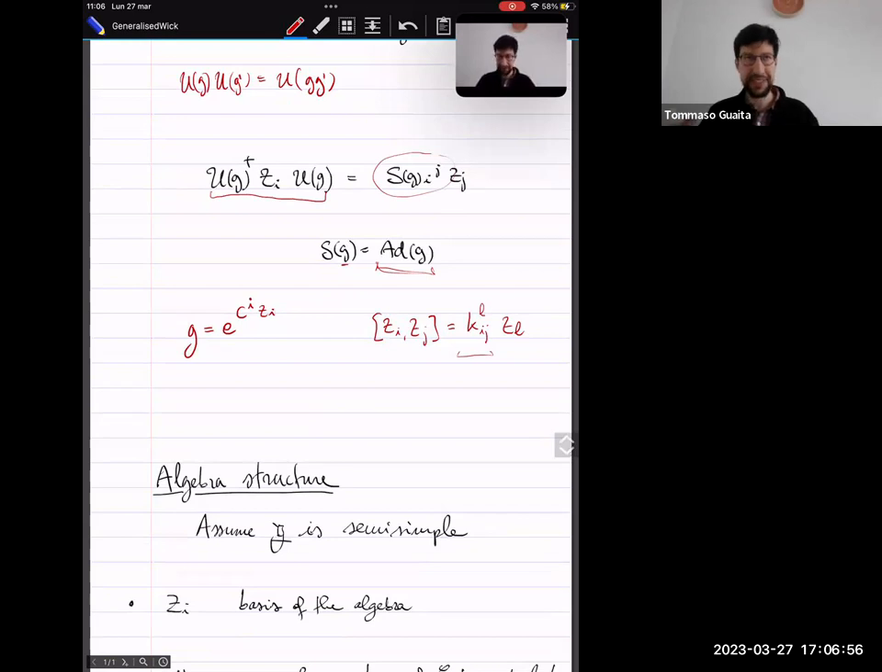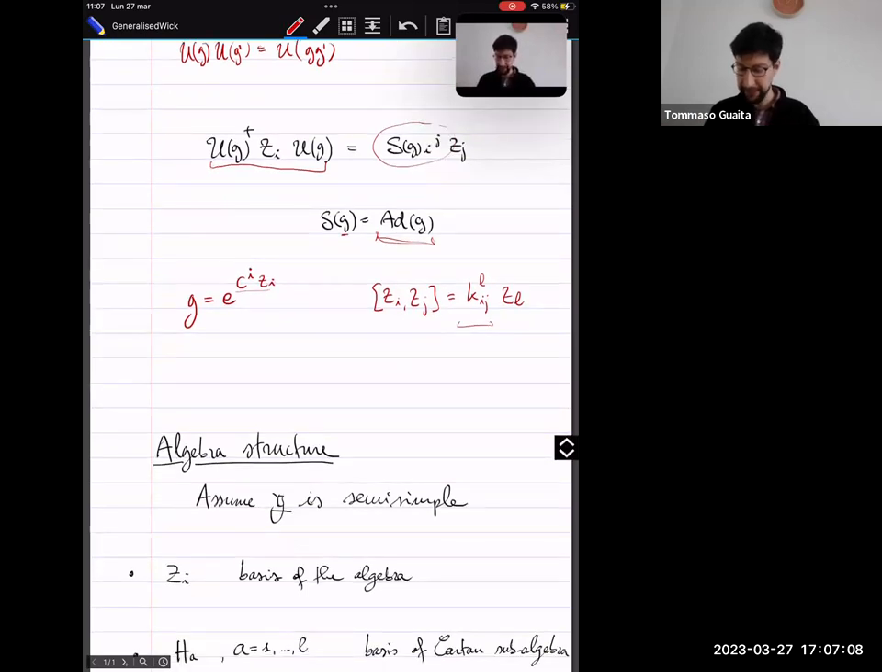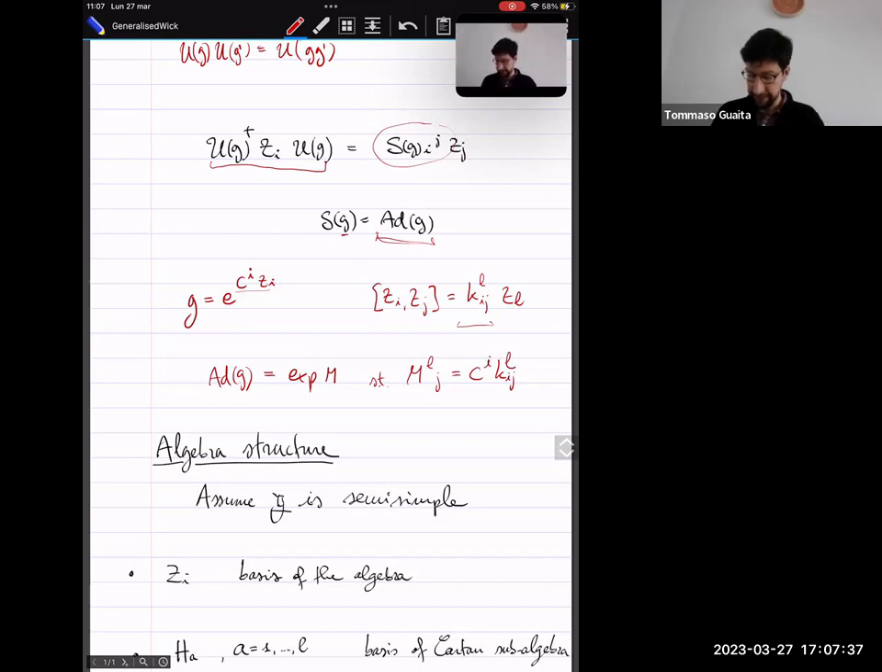Then every group element that is, let's say, sufficiently close to the identity or connected to the identity can be represented in this way as the exponential of something in the algebra, so a linear combination of objects in the algebra. And if you have this decomposition, then you can show that the adjoint representation of G is a matrix, which is the exponential of another matrix M, such that the matrix elements of M are given by this. So the combination of these coefficients that determine your G and the structure constants give you a matrix, which when you exponentiate it will give you this matrix we call S.